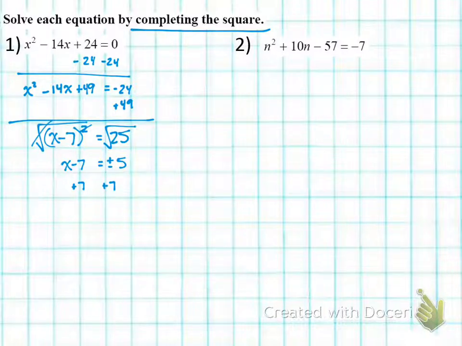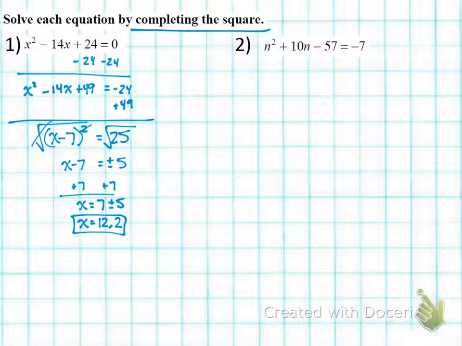So we got x is equal to 7 plus or minus 5. And now I could simplify. 7 plus 5 is 12. 7 minus 5 is 2. These are my two answers, okay? Alright?